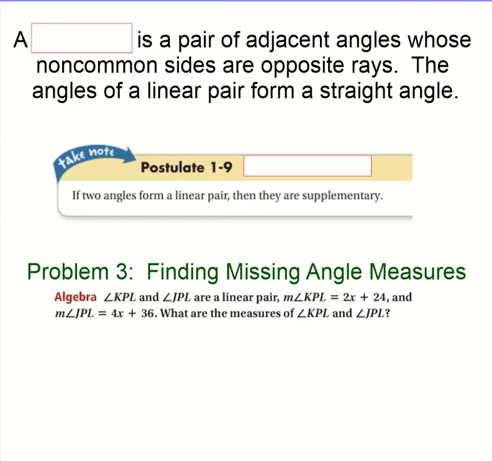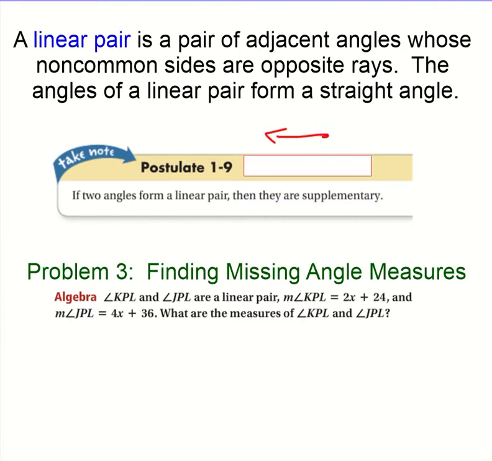And so a linear pair, that's the next thing we're going to be talking about, is a pair of adjacent angles whose non-common sides are opposite rays. Alright? So the angles of a linear pair form a straight line. And so that's when you have 2 adjacent angles and their non-common sides are opposite rays. So here we have a ray.